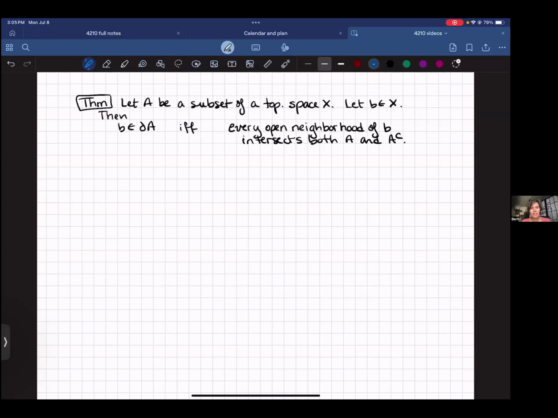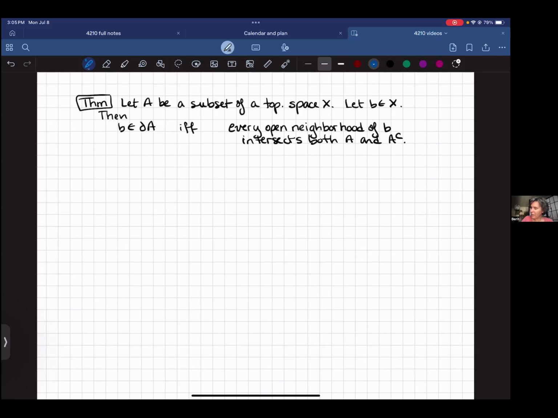This says that a point is in the boundary if and only if every neighborhood of that point intersects both the set and its complement. So an element B is in the boundary of A if and only if every open neighborhood of B intersects both A and A complement.